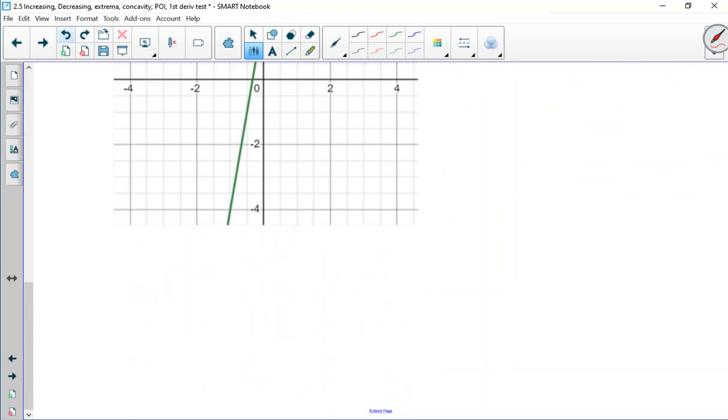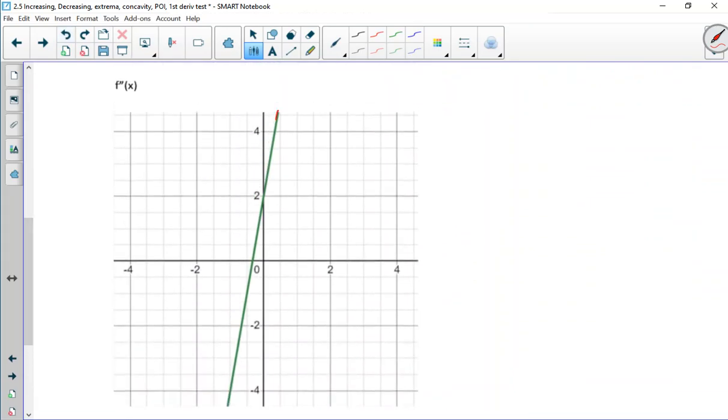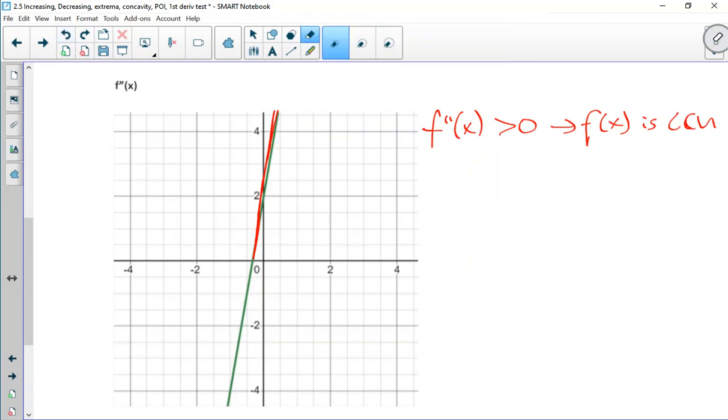So that's this interval right there. And we can abbreviate that CCU for concave up. I don't know how I just forgot how to write for you guys. I was writing fine in first period. CCU. There we go.